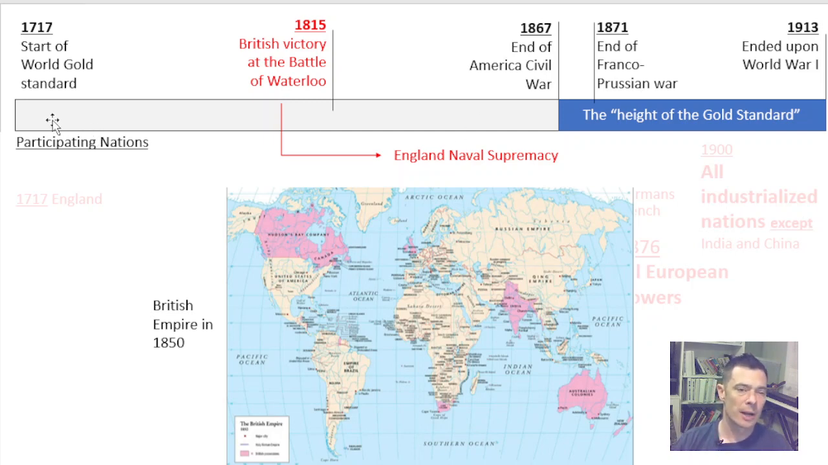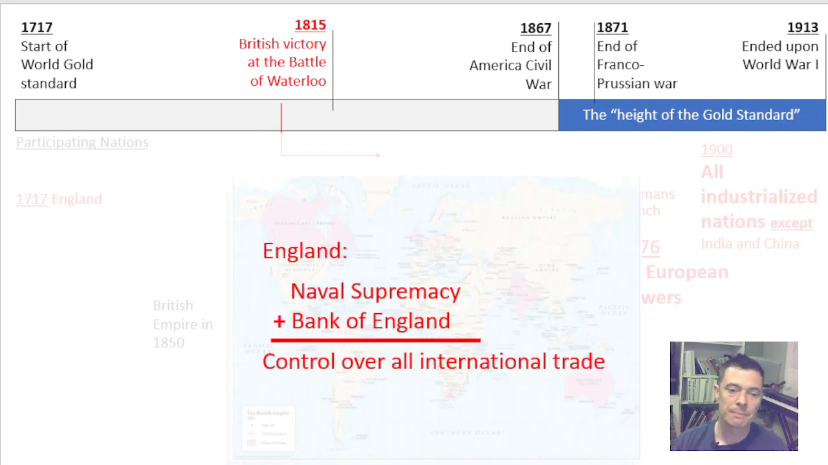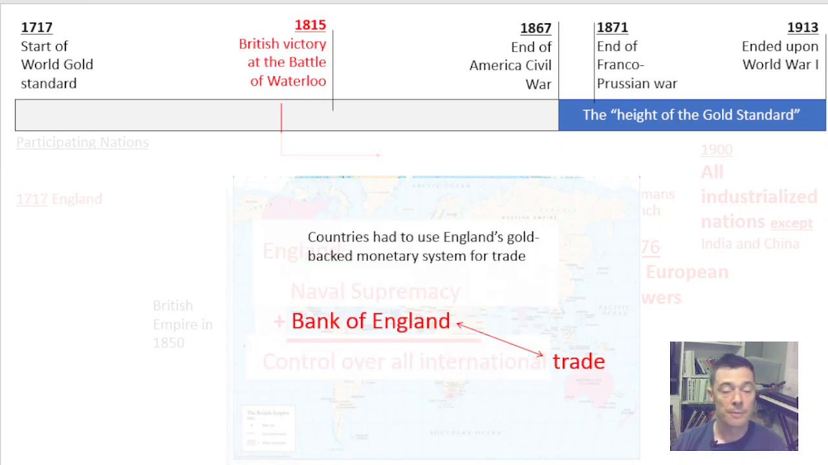So starting in the 18th century, England was gaining more and more world power. There was a defeat of Napoleon at Waterloo. After this, Europe was divided. England focused on the seas and their navy, and essentially took control of all the oceans after 1815. And this, combined with the highly trusted Bank of England, put England in tight control over all international trade.